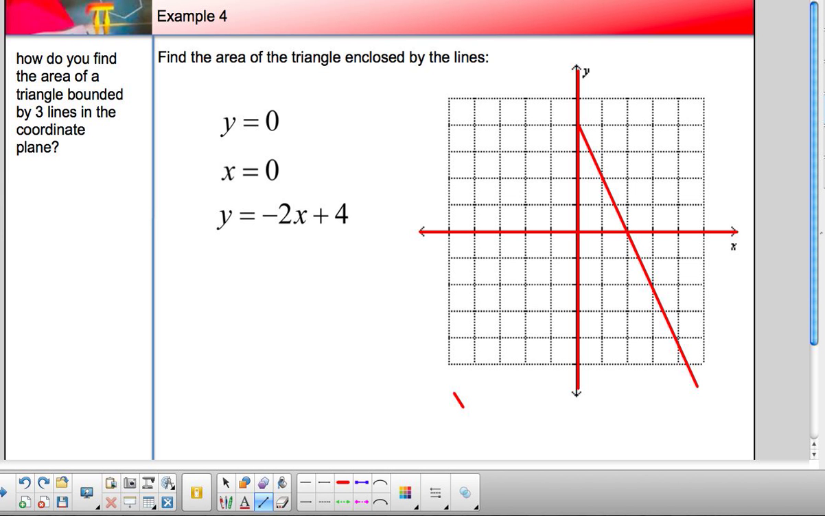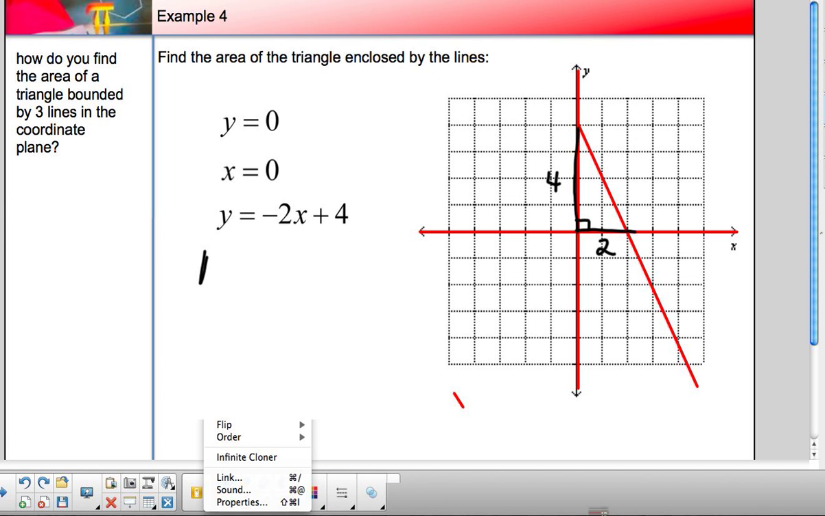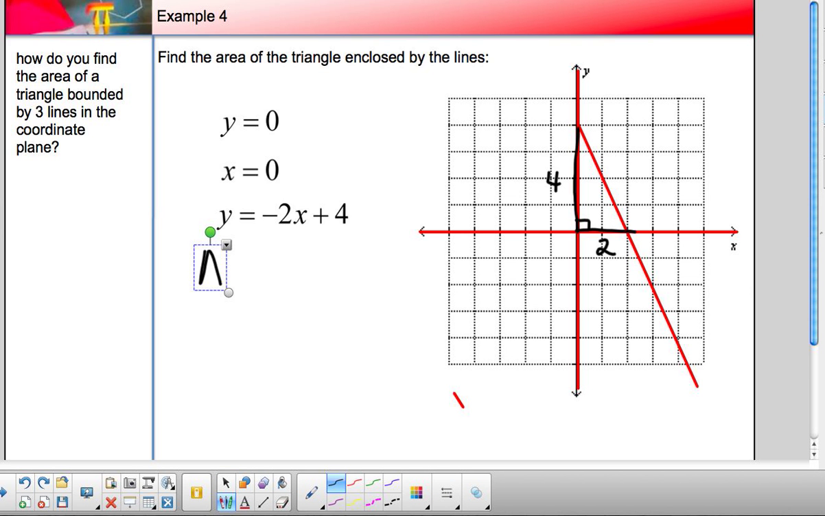Okay, so now we can see that triangle and we can find its area. Fortunately, two sides of the triangle are perpendicular to each other, so I can see that the base is going to be 2, and the height is going to be 4. So plug into my formula: area is equal to 1/2 base times height. That's going to be 1/2 times 2 times 4. Half of 2 is 1, and 1 times 4 is 4. So my area is 4 square units.